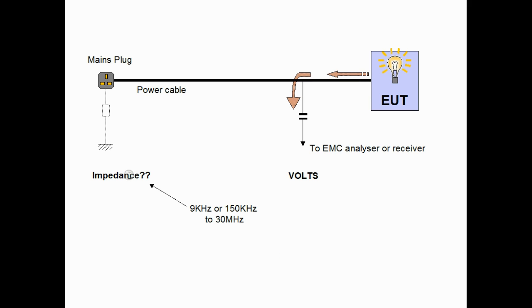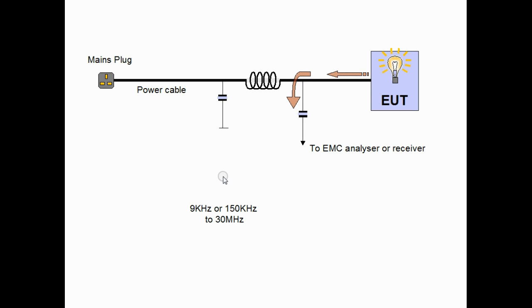The problem with this is that the impedance of the mains over this frequency range is quite unknown. It's completely uncontrolled. It will vary from place to place. Unfortunately, if this impedance varies, it means the voltage here will vary too. This is simple Ohm's law. So for example, if we have low impedance at the mains, you'll see a low voltage from the capacitive coupling, even though our EUT is delivering a consistent voltage. Similarly, if there's high impedance in the mains, we'll see a higher voltage. Clearly, this is going to lead to inconsistent results.